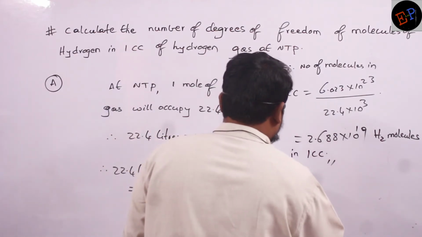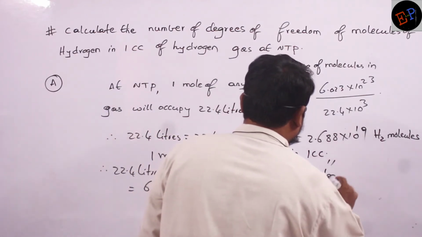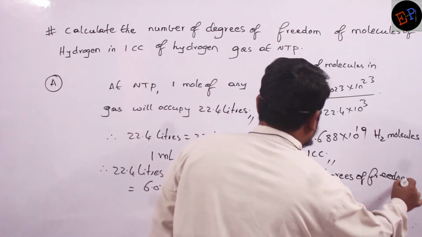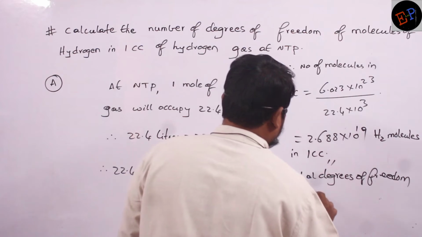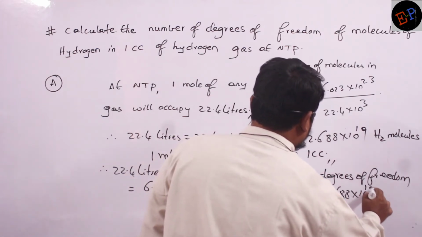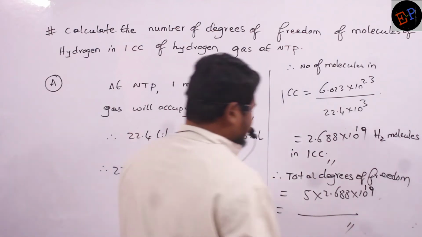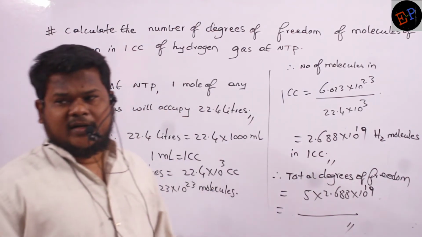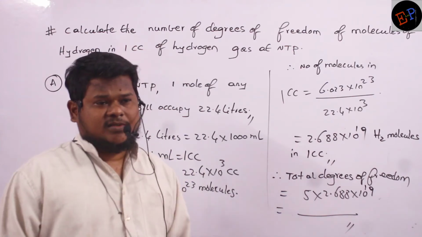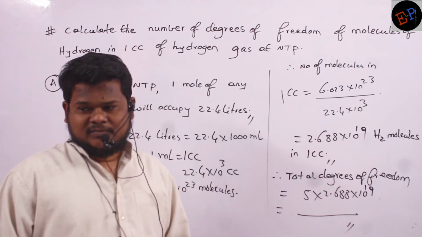Therefore, total degrees of freedom is equal to 5 multiplied by 2.688 multiplied by 10 power 19. If you do this total calculation, then I will get the total degrees of freedom present in 1 cc of volume of hydrogen. Understood, no?